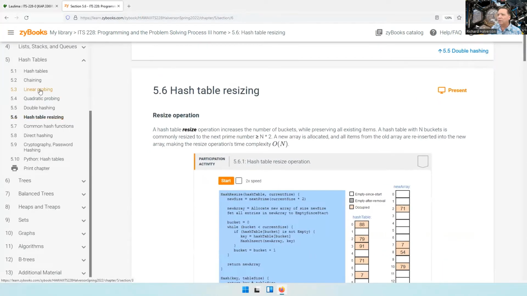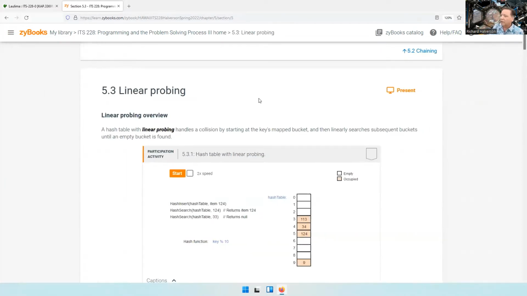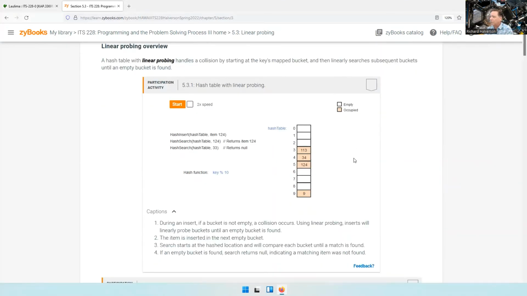But we were talking about chaining, so I'll just go through these for you. It's a good idea to understand how they work, because when you implement them in the Python programs, you want to see what's going on, and there might be some things that you want to change a little bit.